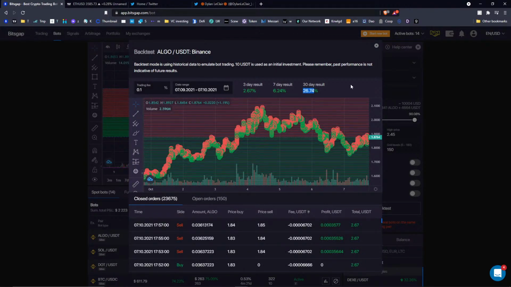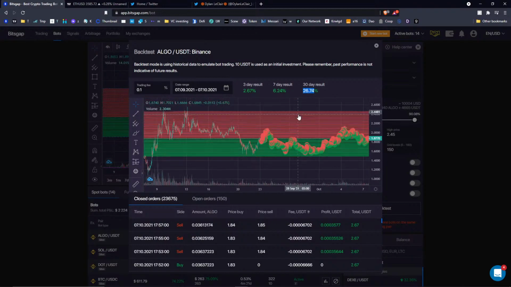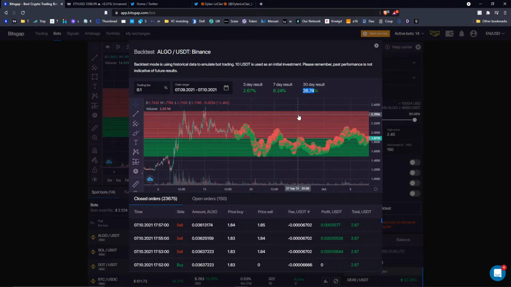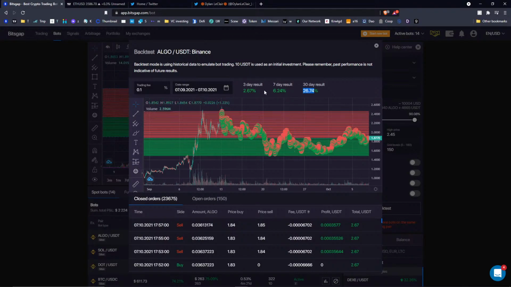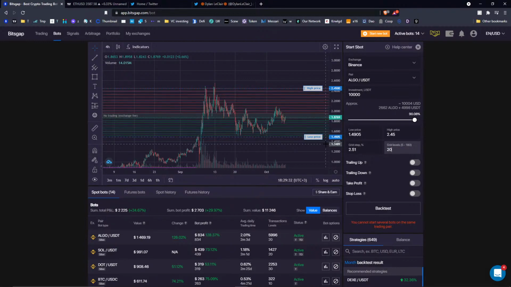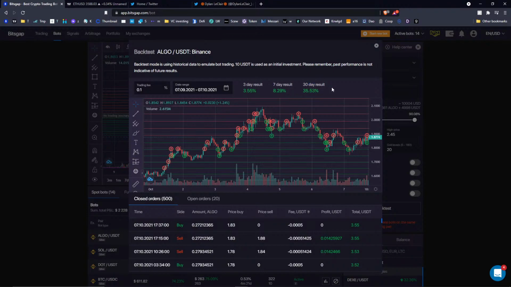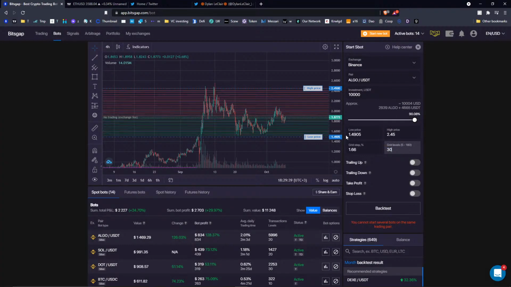So yeah, in that case it would be only 26%. So that's how I usually use the backtest. And from what we just tested, it turns out that the larger grid step is better for this one. So what was this, 20? I don't remember, I think it was 20. So yeah, it's around 35. Maybe let's check just 30 grid levels.